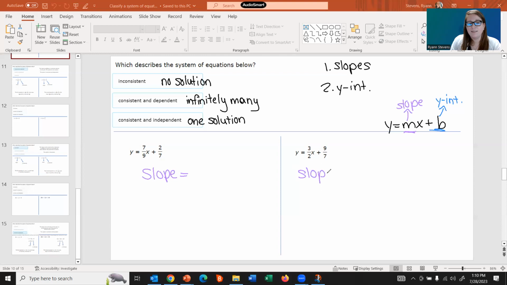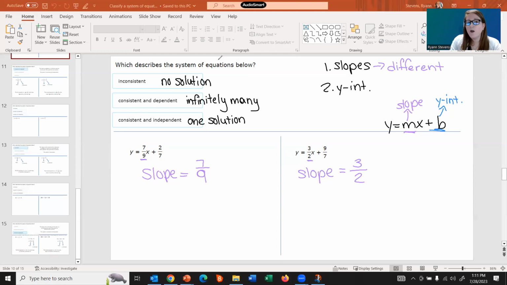Slope. And so in this first equation, we have y equals 7/9 x plus 2/7. So this fraction that's in front of x is going to be our slope. 7/9 will be our slope of this equation. And then our second equation, we have y equals 3/2 x plus 9/7. So it will be this fraction of 3/2. So we can say the slopes of these lines are different. They're not the same fraction, they're not the same number.